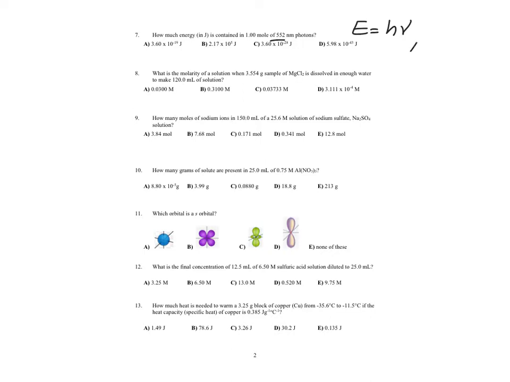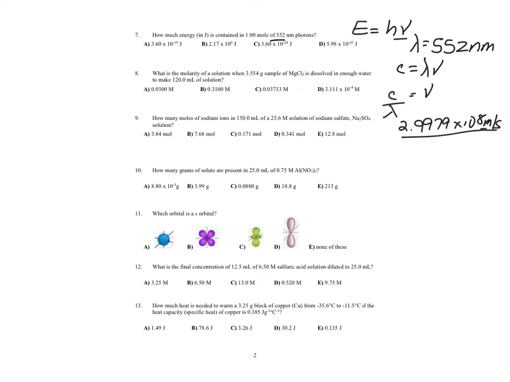So nanometer, you need to know wavelength is nanometers, 552 nanometers. We have to solve for nu. So c equals lambda nu. So we can solve for nu by going c divided by the wavelength. And we've talked about c being 2.9979 times 10 to the 8th meters per second. We see that we have meters here, and we have nanometers. So we're going to have to convert the 552 nanometers into meters.